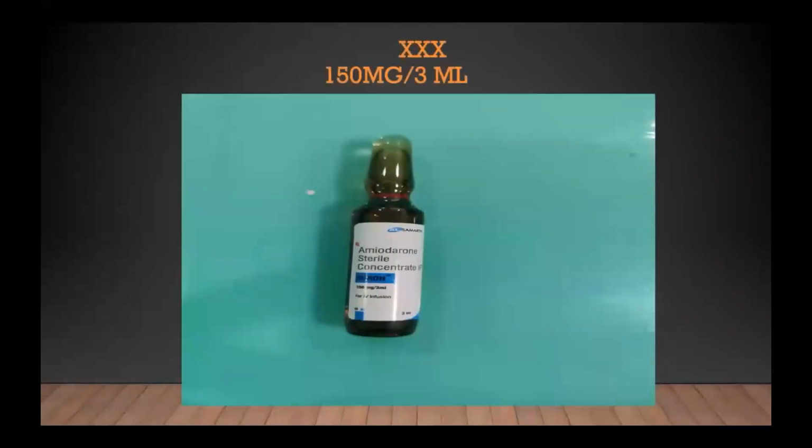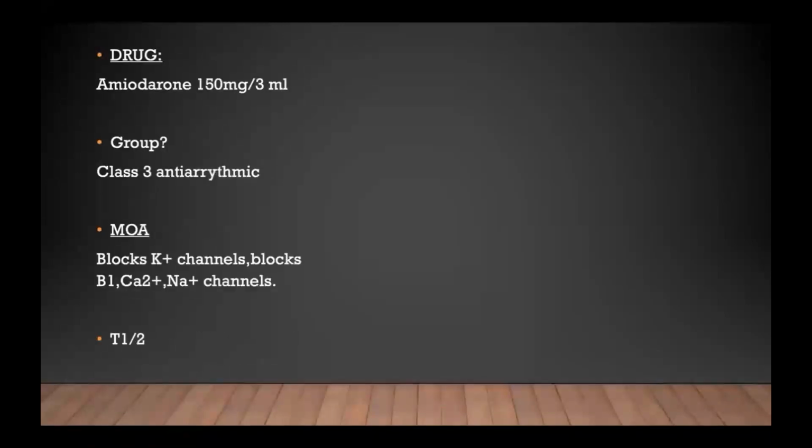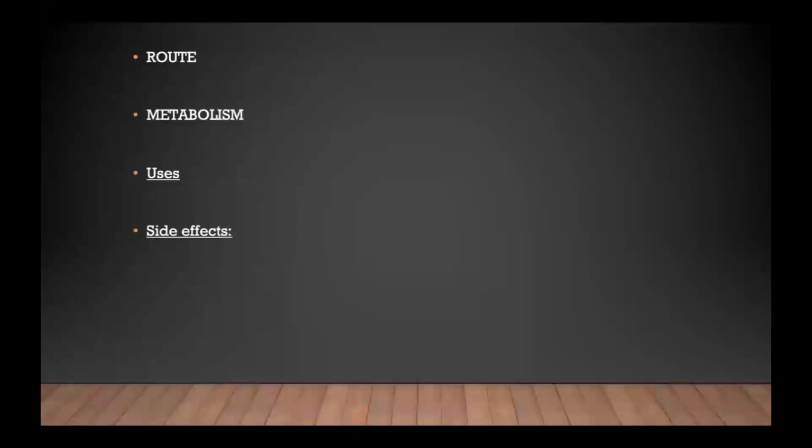So this is injection amiodarone, which is 150 milligram in a 3 ml ampoule. It belongs to the class 3 antiarrhythmics. Its action is blocking the potassium channels. It also blocks beta-1, calcium and sodium channels. It has a half-life of several weeks. It can be given IV and peroral both. It has a good oral bioavailability. It is metabolized in the liver.